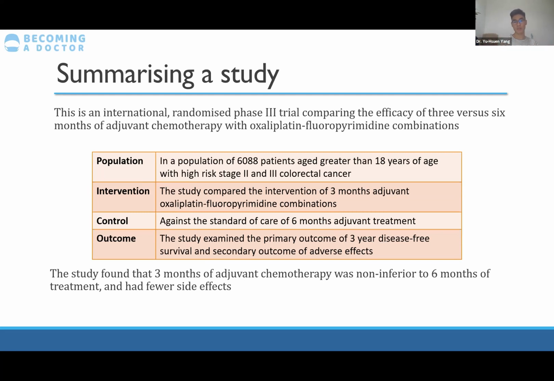So I would say the study was done in a population of 6,088 patients aged greater than 18 years of age with high-risk stage 2 and 3 colorectal cancer, which Jack, you did very, very well in summarizing. The intervention compared was 3 months of adjuvant oxaliplatin fluoropyrimidine combinations against the standard of care, which was 6 months of adjuvant treatment. And in terms of the outcomes, the study examined the primary outcome of 3-year disease-free survival and the secondary outcome of adverse effects. So the primary outcome and secondary outcomes.